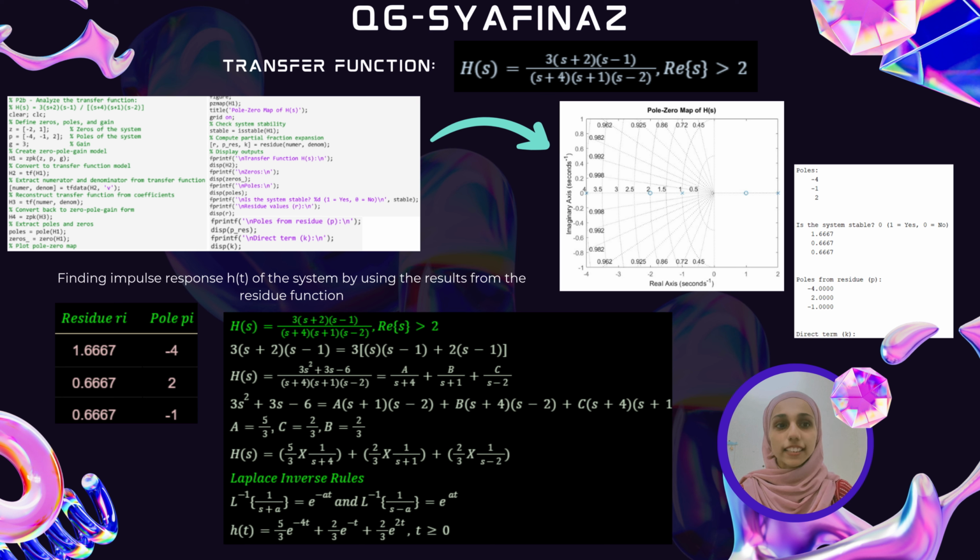Using inverse Laplace transforms, we derive the system impulse response as h(t) equals 5/3 e^(-4t) plus 2/3 e^(-t) plus 2/3 e^(2t). Since there's a pole at s equals 2, the system is unstable. This process highlights how MATLAB helps visualize and analyze dynamic systems using poles, zeros and partial fractions.